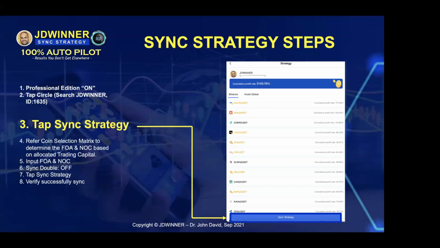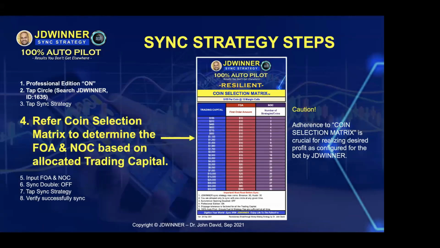Once you have done that, make sure you refer to the coin selection matrix. This is the most important thing. Do not cut short on your trading capital, because remember, we have already allocated for the slippages and so on. Make sure you follow the trading capital, the first order amount and the number of coins. Adherence to the coin selection matrix is crucial, or else you will not be able to see the desired profit. This is so important.